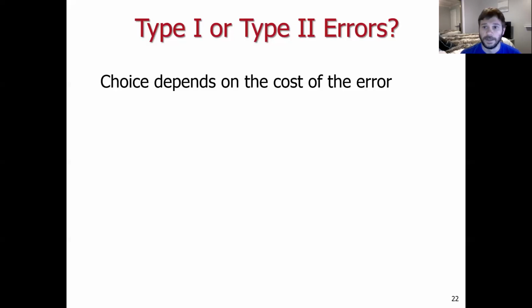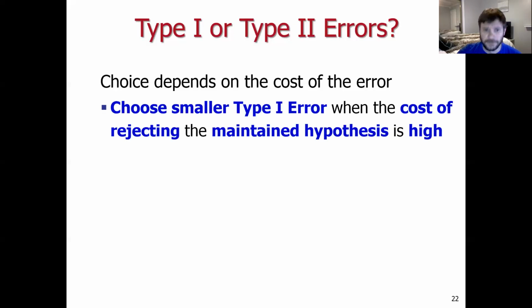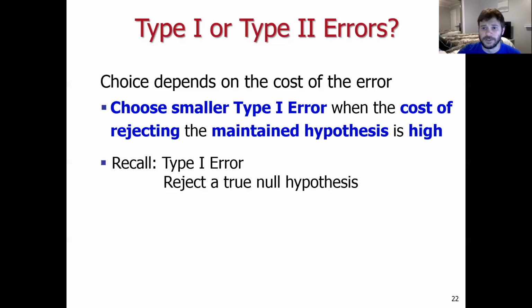So the cost you're willing to accept really depends on the narrative. If the cost of rejecting the maintained hypothesis is very high, if you accidentally reject it, then you want to choose a smaller type 1 error so that it happens less often, where we're rejecting a true null hypothesis.